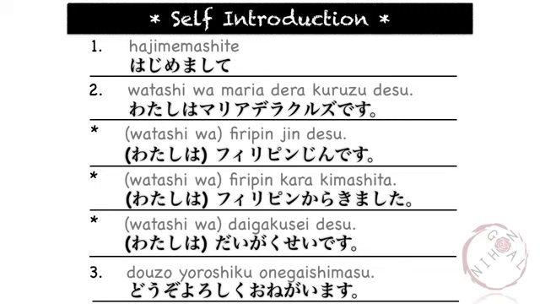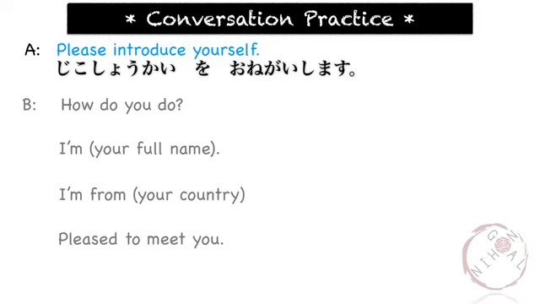And you can also tell them what you do. If you're a student or if you work, you can tell them, in this example, I am a student. 大学生です. I am a student. So, again, let's go over our basic self-introduction. はじめまして。私はマリア・デラクルスです。フィリピン人です。私は大学生です。どうぞよろしくお願いします。Okay, let's do some simple conversation practice.